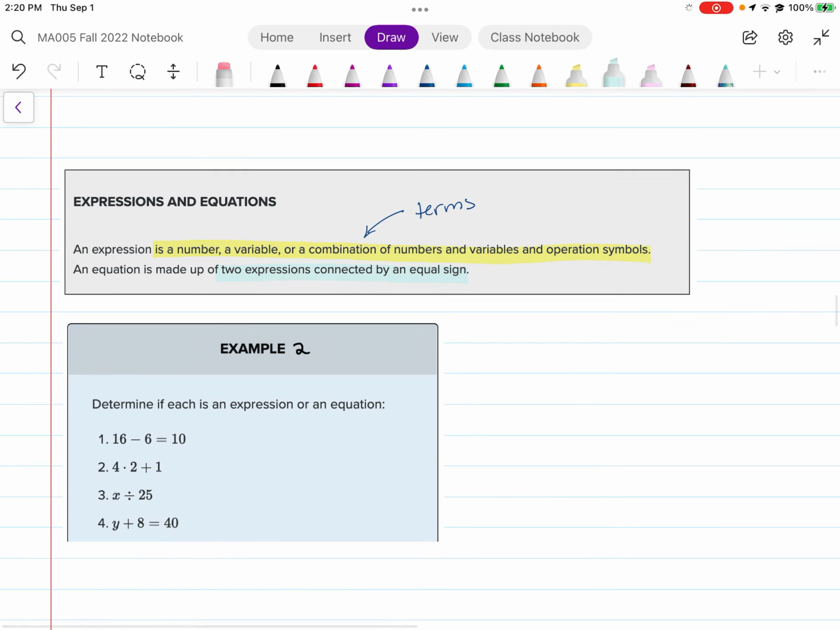We're supposed to determine if each of these is an expression or an equation. The first one is an equation because it has an equal sign. What about the rest? Pause the video and see if you can come up with an answer for each of those. All right, hopefully you took a look at those. This one is an expression. The next one is also an expression because it is just a collection of terms with no equal sign. It's mathematical operations, things like that, but no equal sign. This one has an equal sign, so it is an equation.